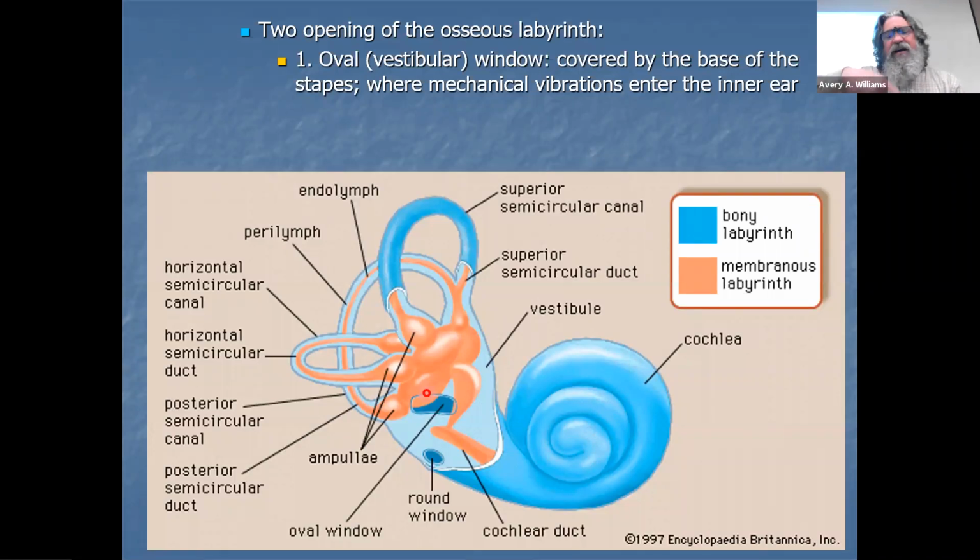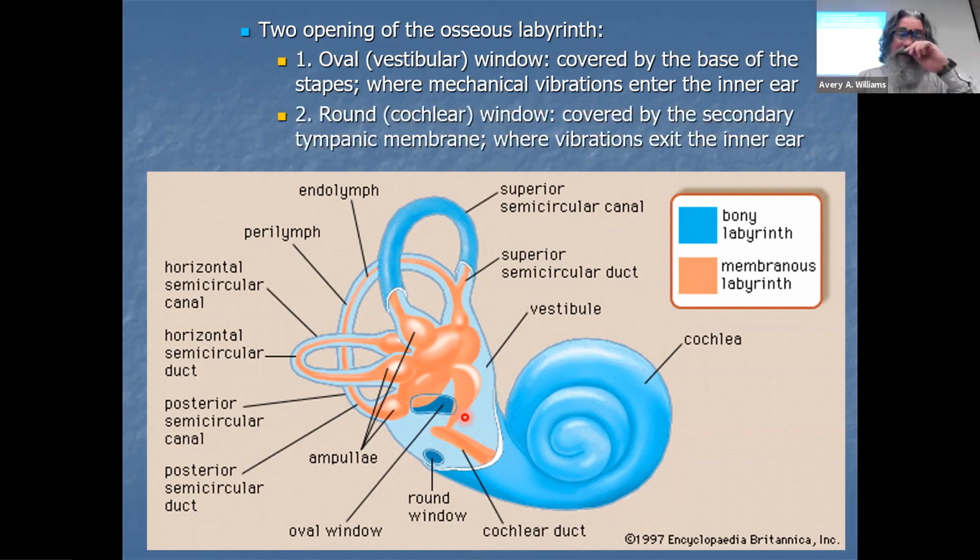And then you'll see on the inside of that oval window, there's fluid that we're going to talk about. And so you've got this mechanical vibrating energy. It's going to turn into wave energy again by turning into these little waves of fluid inside the inner ear.